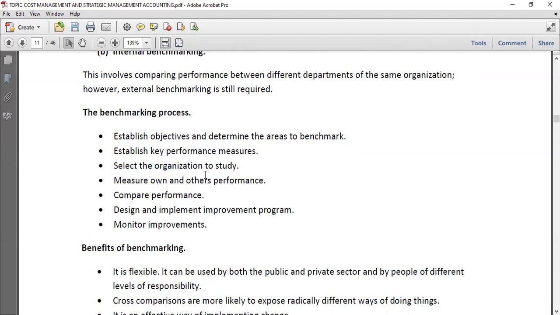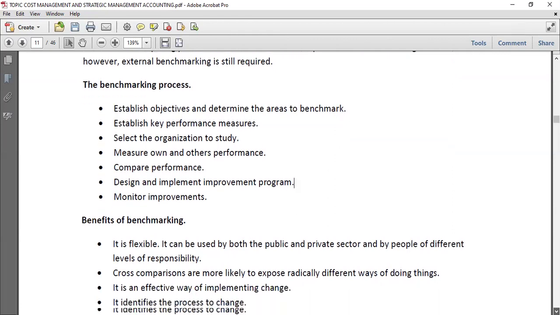So as you can see, benchmarking is not just look, copy and paste, okay? It's basically a matching, comparing what you have with what this other person has, okay? Yeah, so that's very important for you. And then we are also saying that after comparison, we should design and implement the improvement program, okay? And after that, we then do what? We then monitor improvements. That is what we do with the benchmarking process.